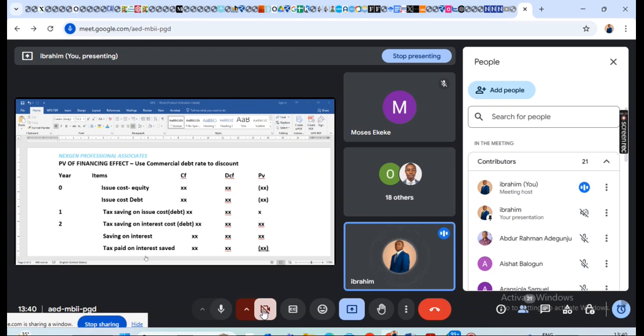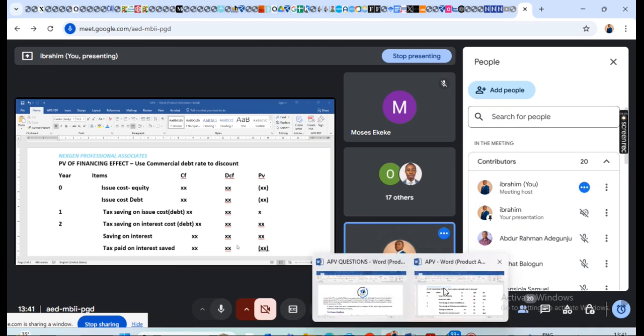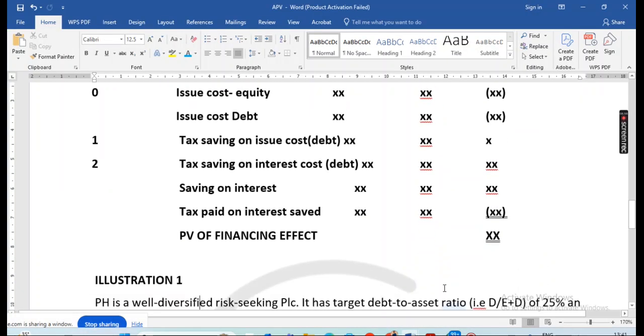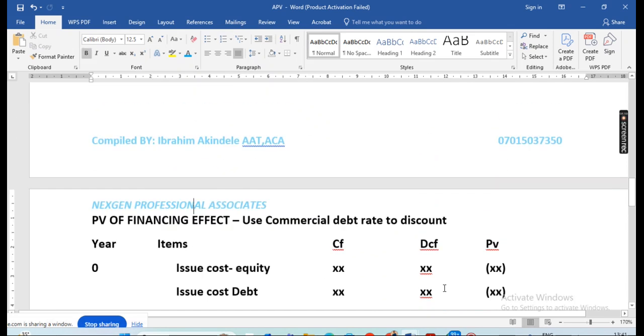Don't forget that in the profit or loss account, you have profit before interest and tax, and profit before tax, before you now apply tax. Is that not so? Now, tax paid on what? On interest. So the tax paid on the interest becomes an outflow. With this, you have your PV of financing effects.